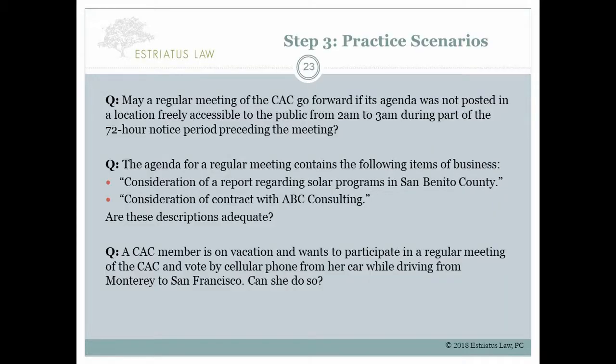So now we'll do a last set of practice scenarios. The first question is, may a regular meeting of the council go forward if its agenda was not posted in a location freely accessible to the public from 2 a.m. to 3 a.m. during part of the 72-hour notice period preceding the meeting? No. No, because it must be posted for 3 days continuously.